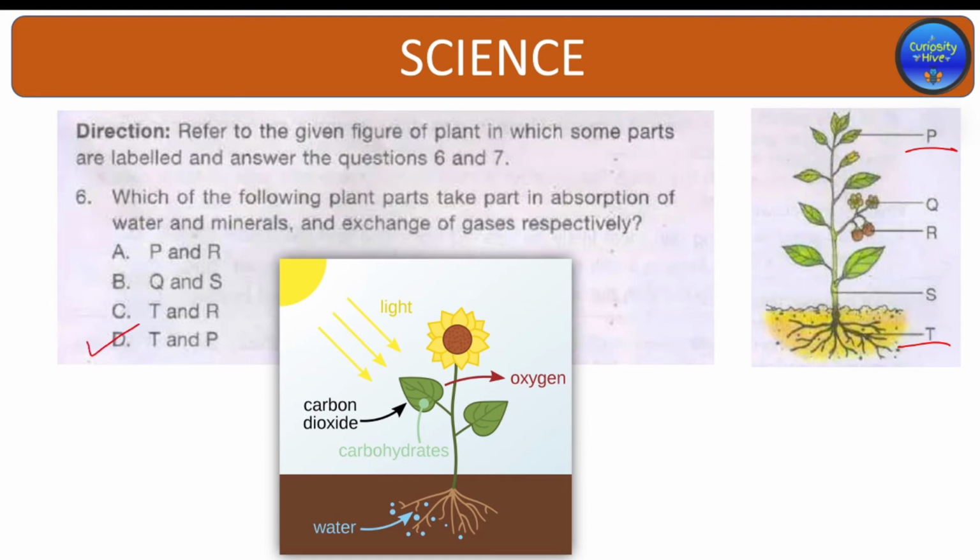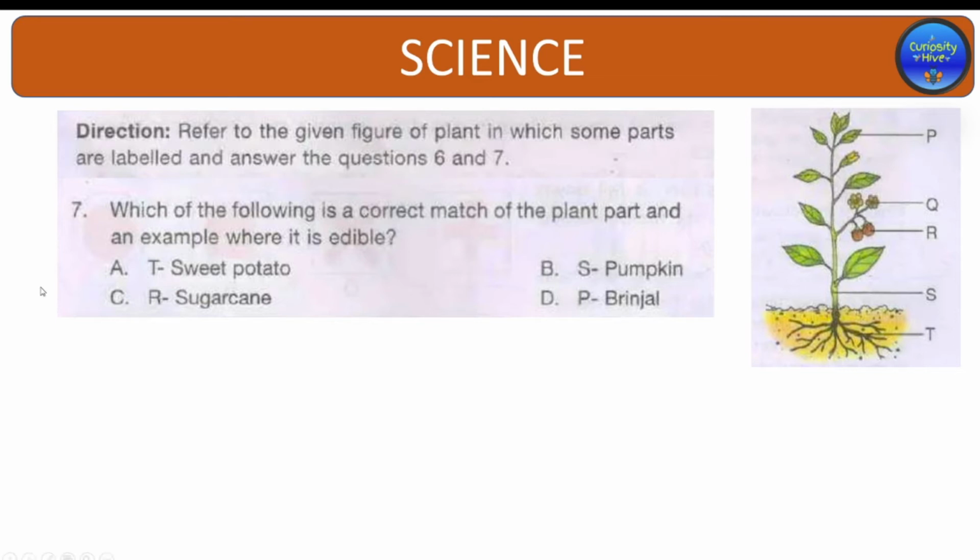Let's look at the next question, which says, which of the following is the correct match of the plant part and an example where it is edible? So each of these vegetables are parts of plants.